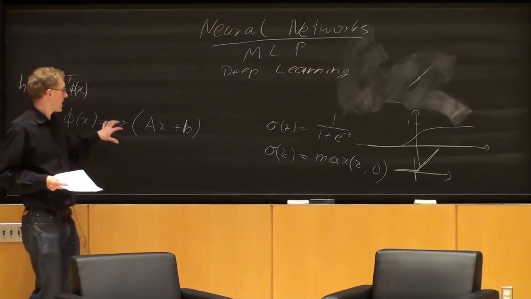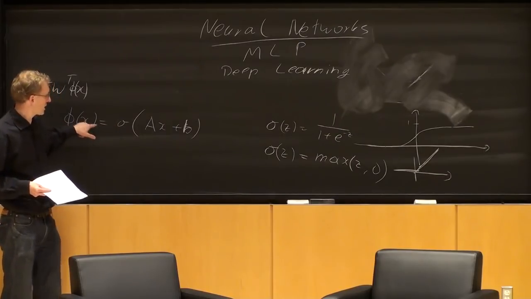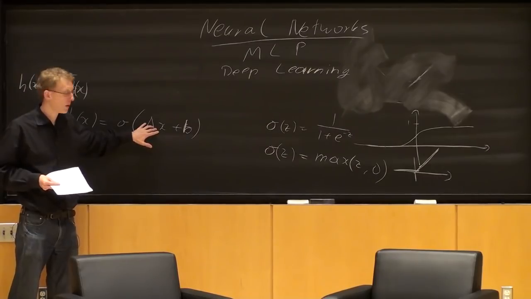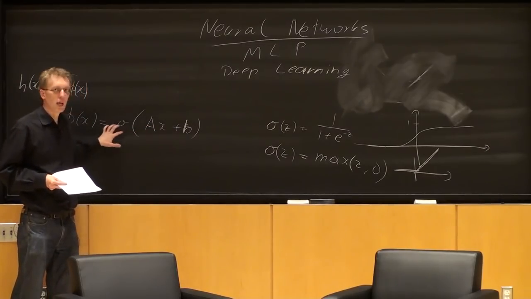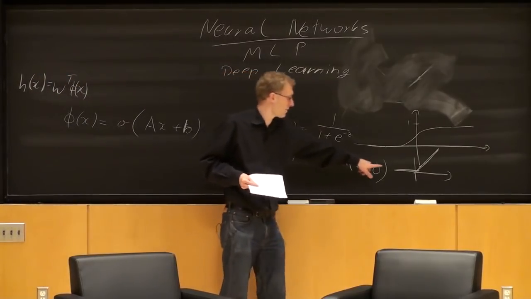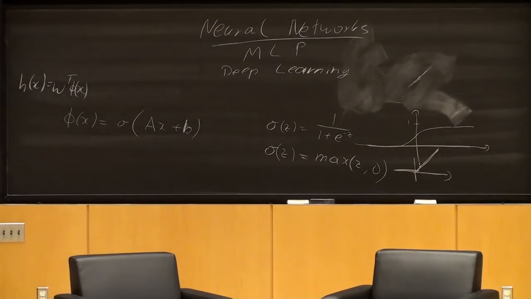So it turns out you need some nonlinear function here. So phi of x is basically an affine transformation: you take your input, multiply by the matrix, add some constant, and then apply some nonlinear function. Nowadays, you just take all the negative values and set them to zero.